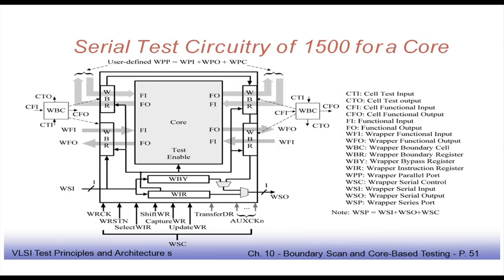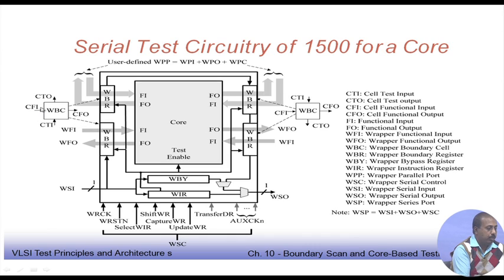Now, the serial test circuitry of this 1500. You see that we have these wrapper buffer registers, which are similar to the boundary scan register, the BSR cell. So, a number of buffer registers will have this type of WBC, which is the wrapper boundary cell. A number of such boundary cells constitute one register, which can feed the functional input and get results from the functional output.